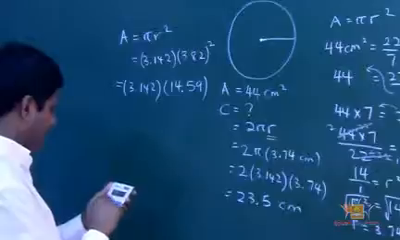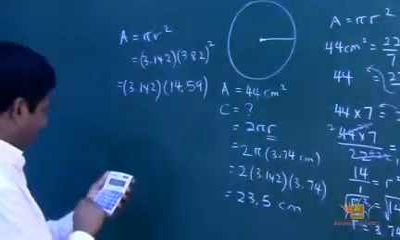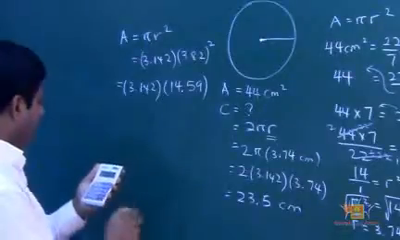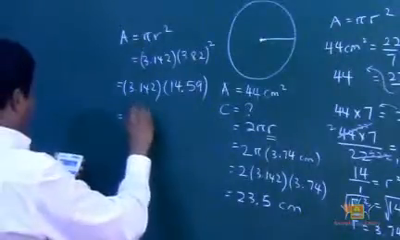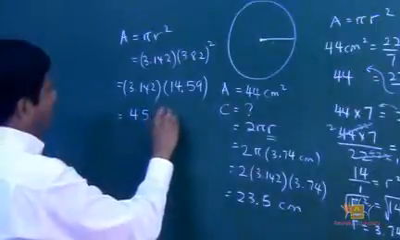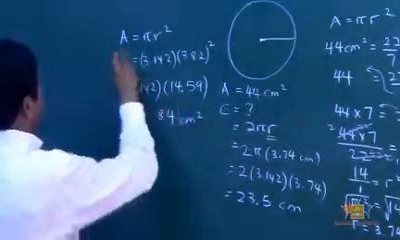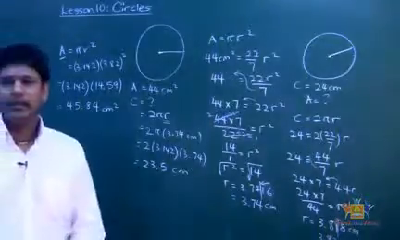Okay, so I'm going to multiply that. 14.59 times 3.142 equals 45.84 centimeters squared, because I'm finding the area. See that? Pretty easy, isn't it?